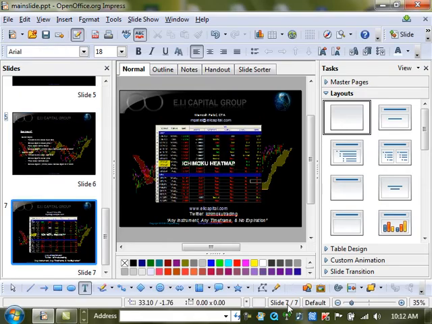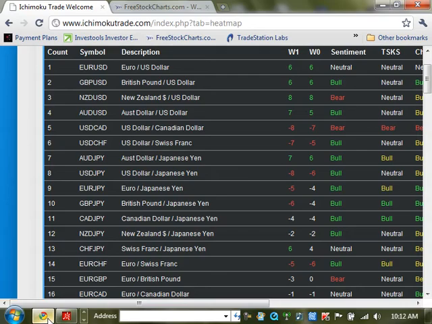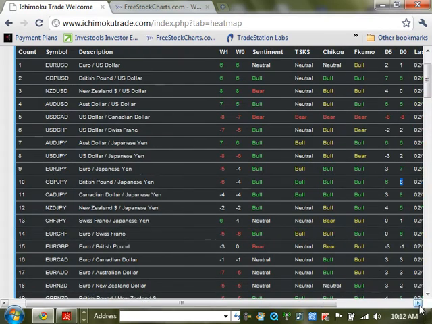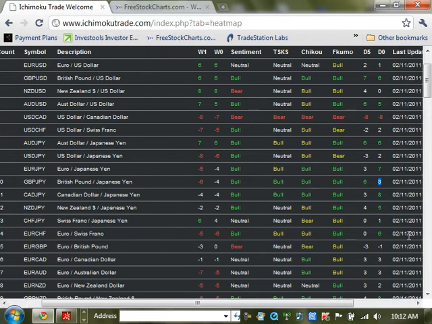Okay, now let's begin and go straight to our heat map and see if it's giving us any opportunities out there. I'm going to shrink this down, scroll this over a little. Remember, if you don't know what the heat map is, this is kind of like our search engine, and you could go to the website and download the video and see what this is.